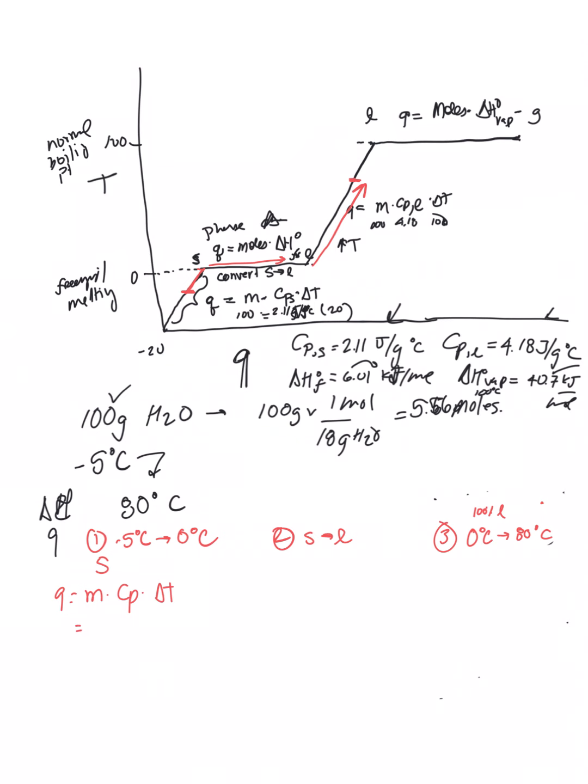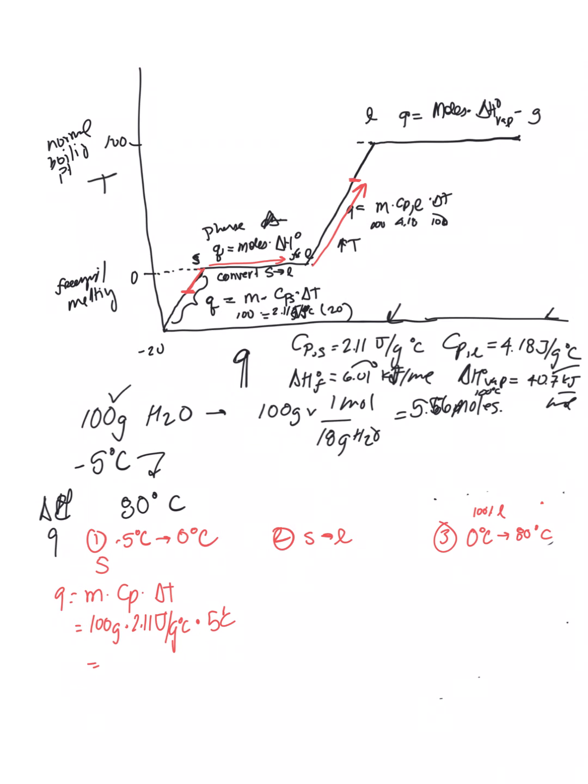So it's going to be equal to 100 grams times 2.11 joules per gram degrees Celsius times our delta T, which is 0 minus -5, which is 5 degrees Celsius. If we go ahead and do our math here, again, make sure that you always base your mass unit off your constant and make sure everything lines up. So we have 100 times 2.11. Make sure your heat capacity matches your phase.